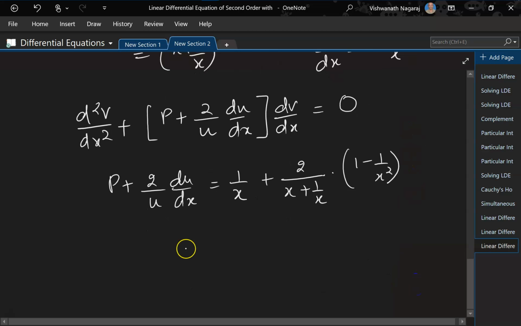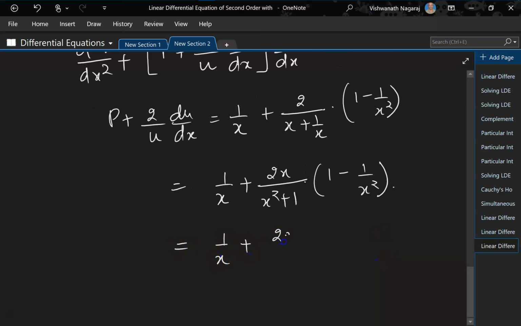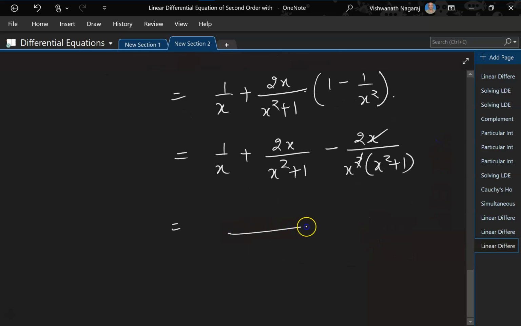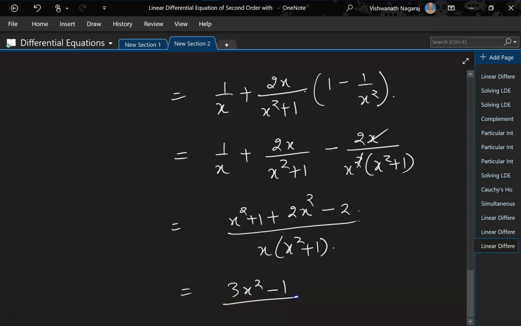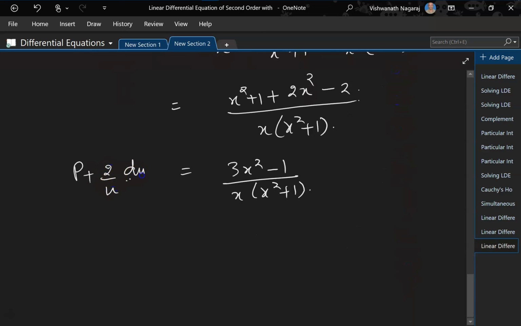Okay. Now let's first simplify this. 1 by x plus, if we take the LCM, LCM will be x. So that x can be taken up. So while adding, this would have become x square plus 1 times 1 by 1 minus 1 by x square. Okay, and now this will become 1 by x plus 2x by x square plus 1 minus 2x by x square times x square plus 1. One of the x's will cancel. Now let's add up the whole thing. X times x square plus 1. This would become x square plus 1 plus 2x square minus 1, which is equal to 3x square minus 1 by x times x square plus 1. So this is what p plus 2 by u du by dx is.